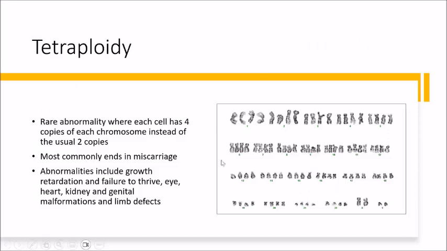And tetraploidy. So this is a karyotype of someone with tetraploidy. 4 copies of chromosome number 1, 4 copies of chromosome 22, etc., etc., etc. So it's a rare abnormality where each cell has 4 copies of each chromosome instead of 2. Usually that ends in miscarriage. It's not compatible with life. However, sometimes they do survive to be a live birth. And when this occurs, there's a number of abnormalities, which includes growth retardation and failure to thrive, eye issues, heart issues, kidney issues, and genital malformations, and also limb defects.